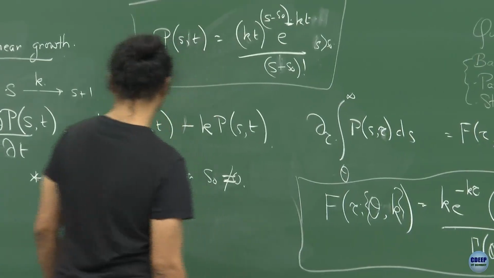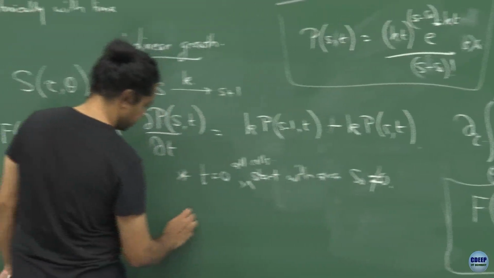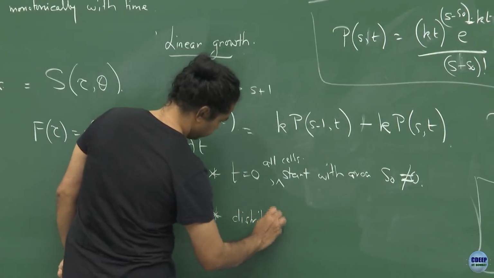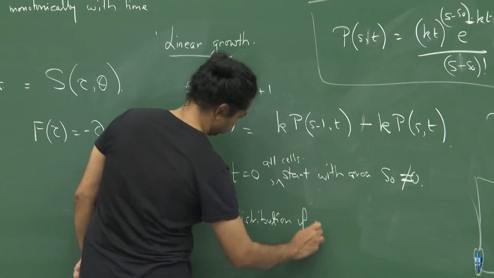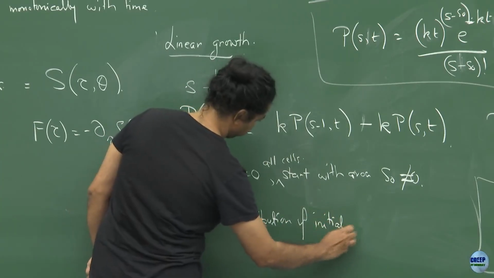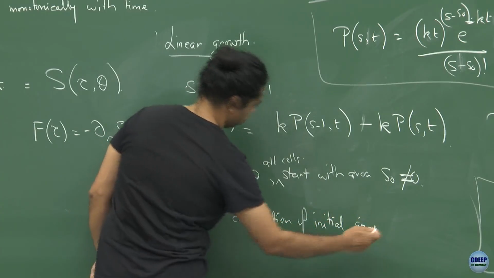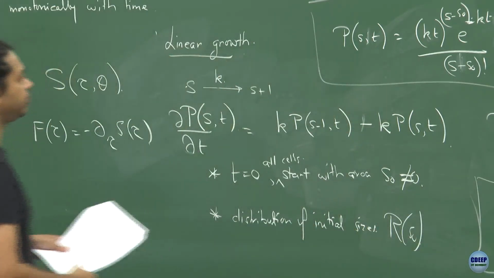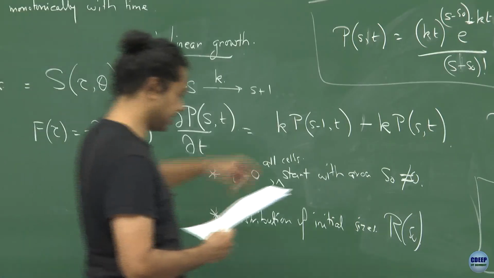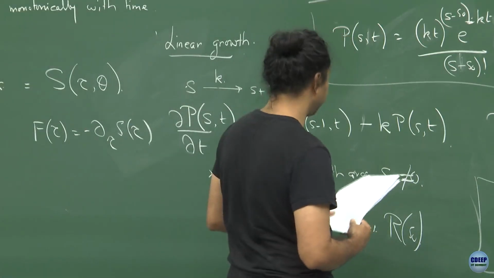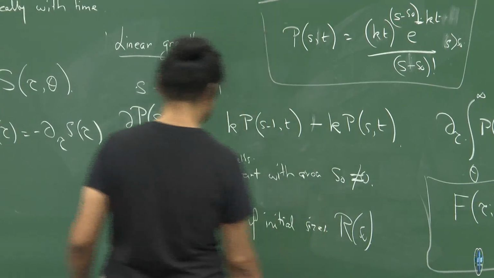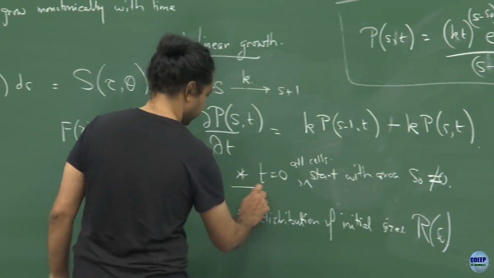If you now have a distribution of initial sizes, let us say R of S naught, then for each value of S naught you will have something like this. So this is the second problem. So this is one problem.